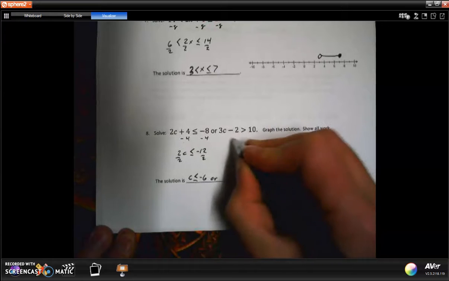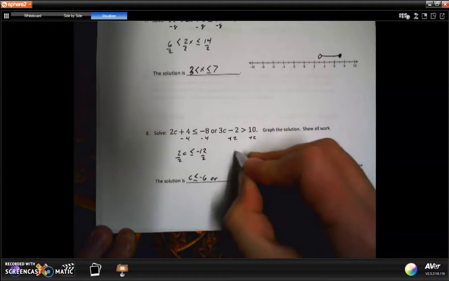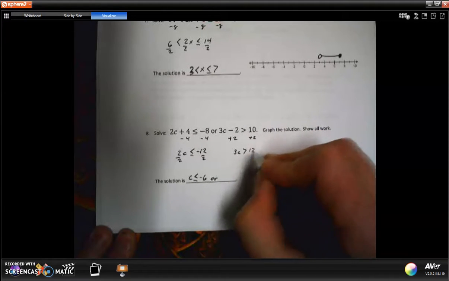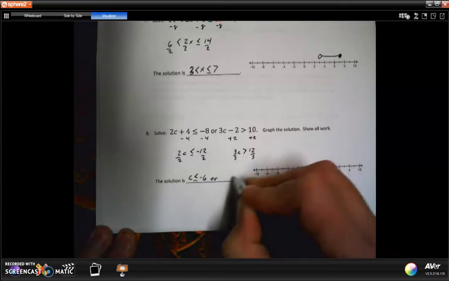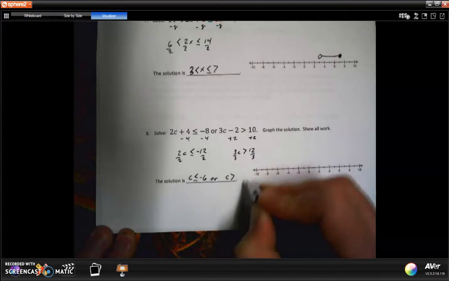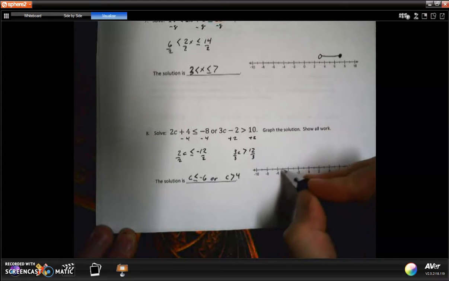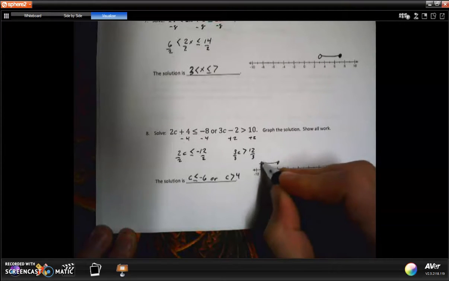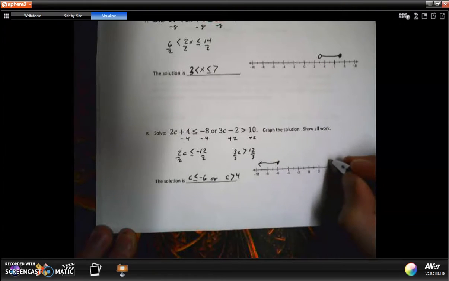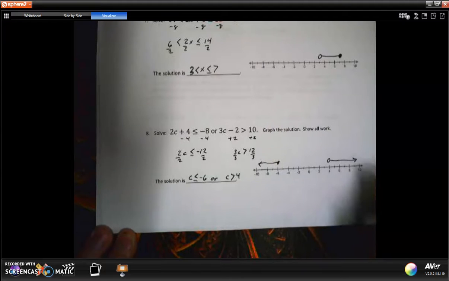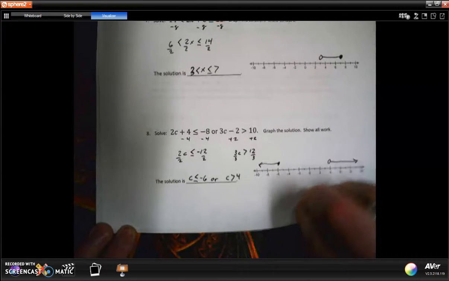Or, if I add 2 to both sides, I get 3c > 12. I divide by 3. I get c > 4. So c ≤ -6, or c > 4.